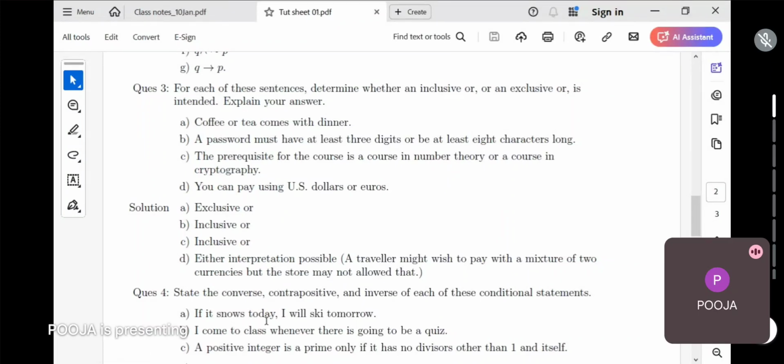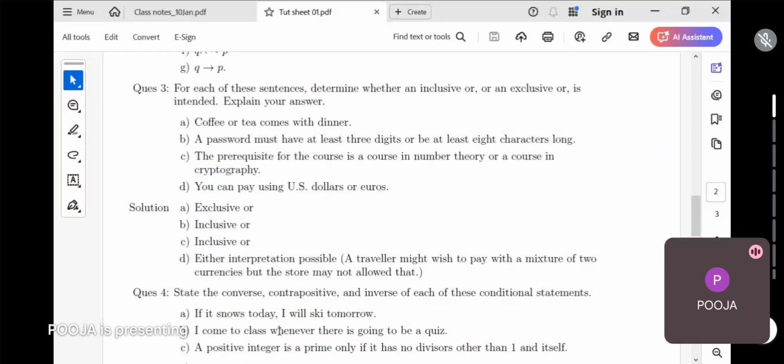Inverse होता है negation P implies negation Q. अब conditional statement क्या है? If it snows today, then I will ski tomorrow. Now you have to write the converse, contrapositive and inverse. तीनों लिखने हैं इस स्टेटमेंट के लिए। अब कन्वर्स क्या होता है?